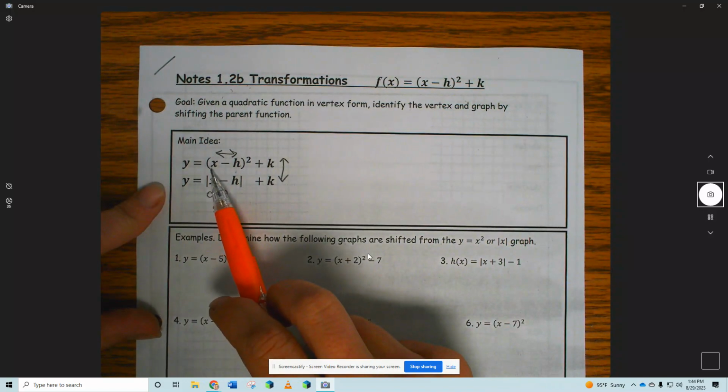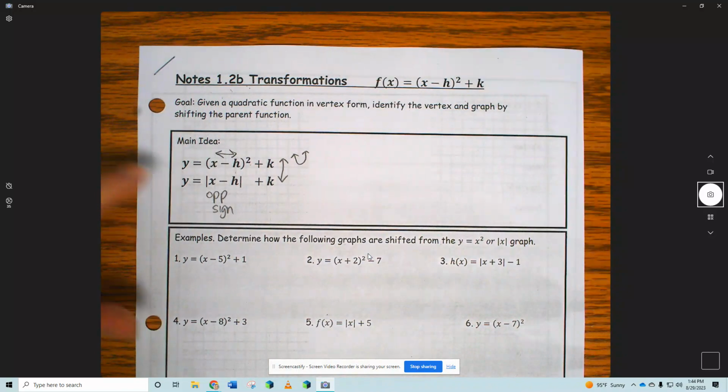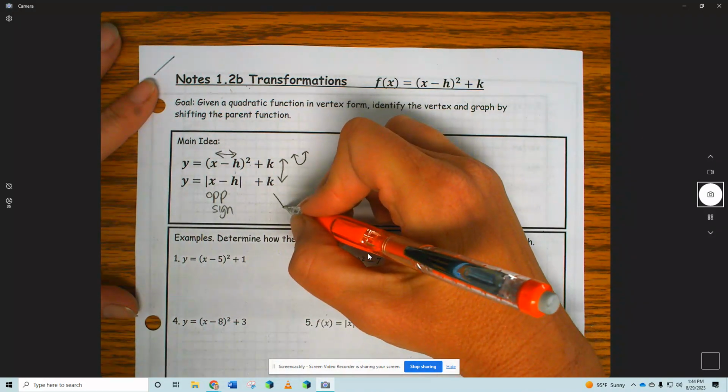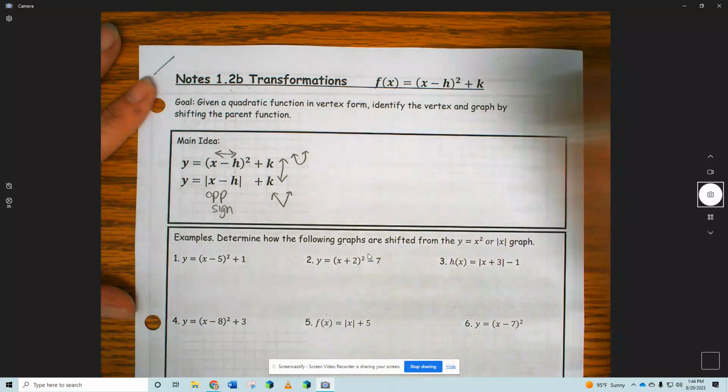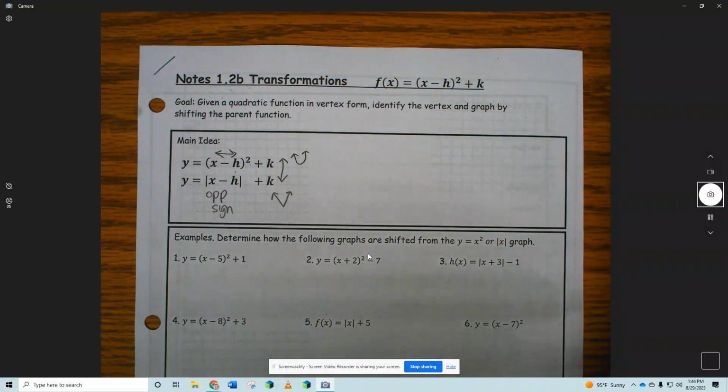A(x minus h) squared is a parabola. Absolute value of x minus h is a V-shaped absolute value. So you need to be able to know the difference between those.